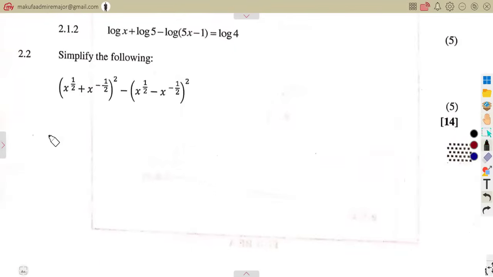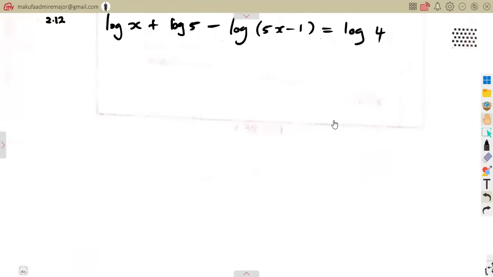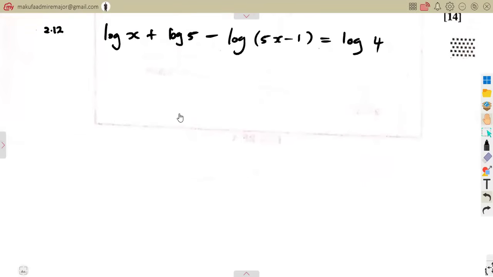2.12, again, solve for x. The logarithm of x plus the logarithm of 5 minus the logarithm of 5x minus 1 is equal to the logarithm of 4. And that was 5 marks. How can we solve this logarithmic equation?